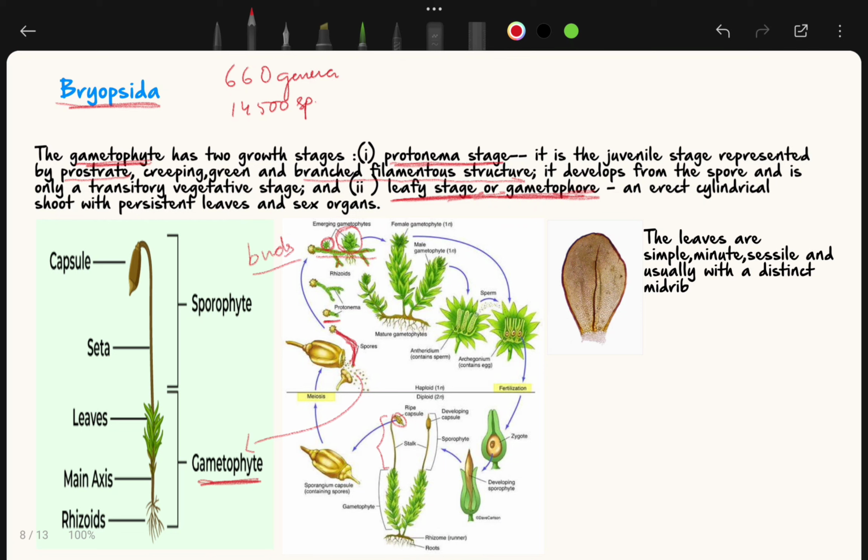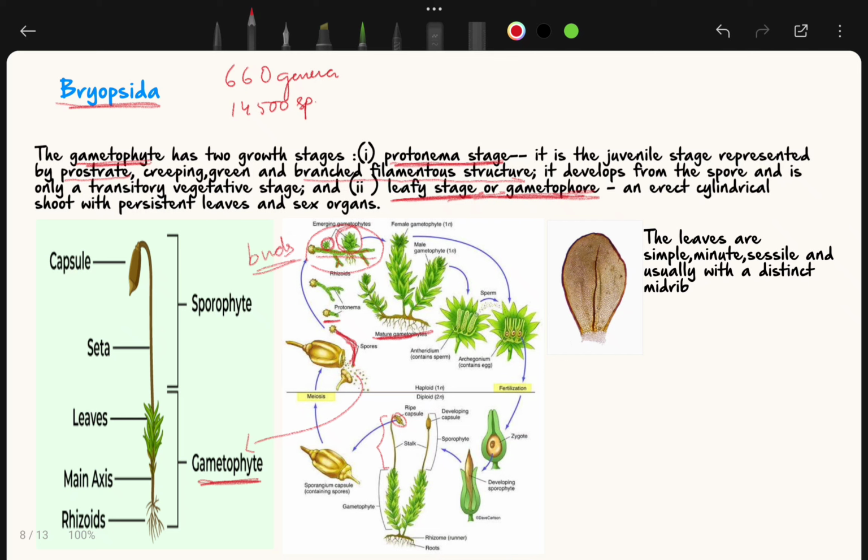So the gametophyte plant body is known to have two stages: the protonemal stage, and then through the protonemal stage there will be bud formation, and through the buds this mature gametophore will grow.